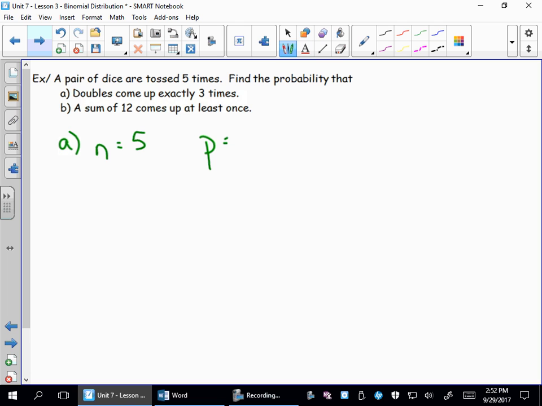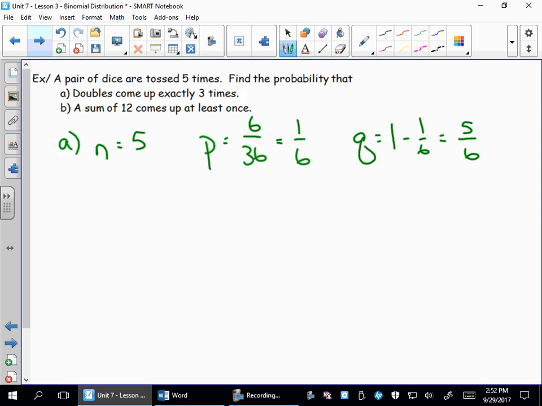How many ways can I get doubles? There are 6 of them: 1s, 2s, 3s, 4s, 5s, and 6s out of the 36 ways you can toss a pair of dice. Let's simplify that. So P is 1/6. Q is the complement. So 1 minus 1/6 is 5/6.